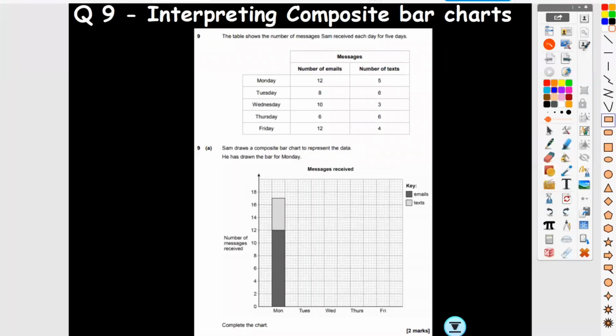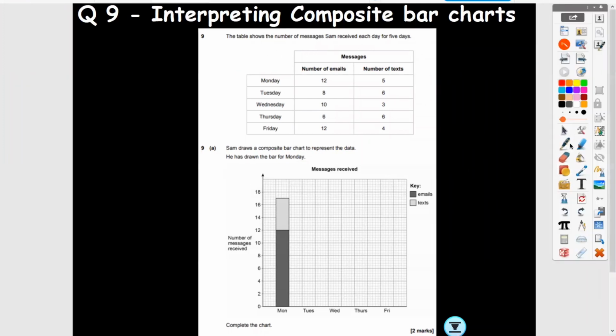Okay, so question number 9 then is interpreting composite bar charts. The table shows the number of messages Sam received each day for 5 days. So you've got number of emails and number of texts, on Monday, Tuesday, Wednesday, Thursday, and Friday. Sam draws a composite bar chart to represent the data. He has drawn the bar for Monday, with number of messages received and the days across here, and you've got a key here of emails and texts.